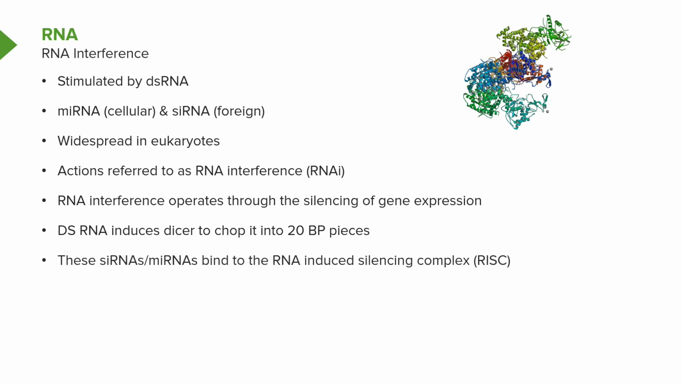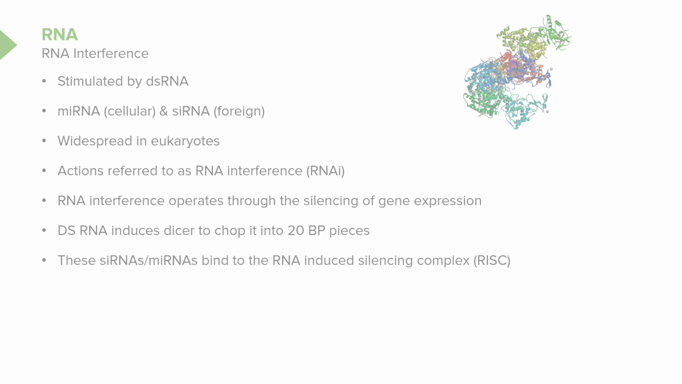So these 20 base pair chunks at this point are called silencing RNAs if they came from an external source, and microRNAs if they came in from a cellular source. These pieces of RNA can then be bound by the RNA-induced silencing complex, or what's known as RISC. Now I'm going to show you this whole process in just a minute.